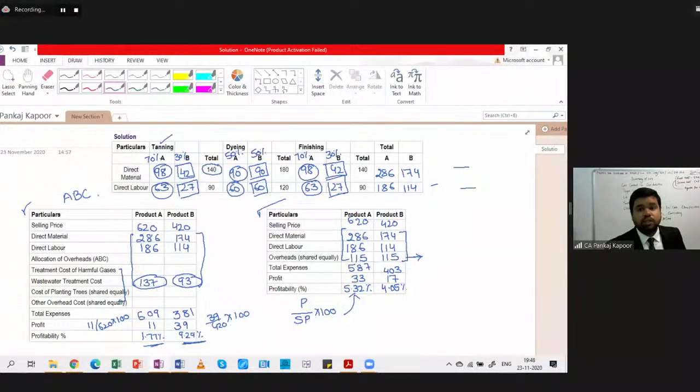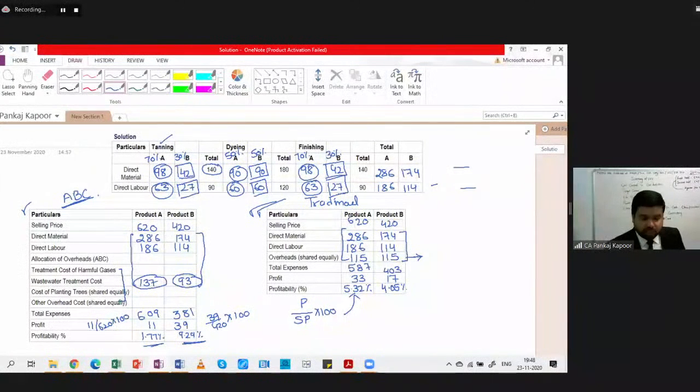So friend, what was the requirement A of the question? You need to calculate as per the existing method. As per the existing method or the traditional accounting, the product A and the product B yield you 5.32 and 4.05. But the second requirement is what? You need to recalculate the profitability as per ABC, which is 1.77 and 9.29.